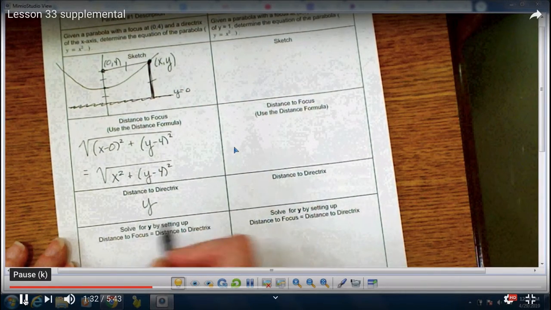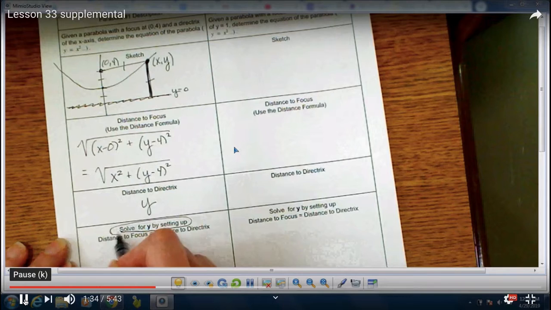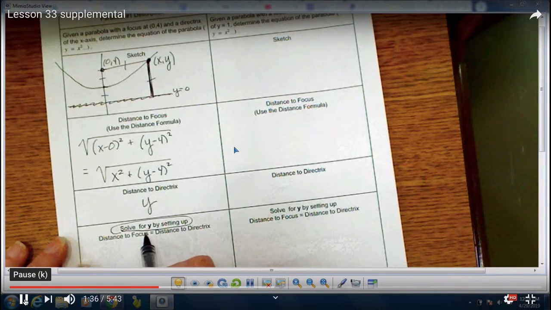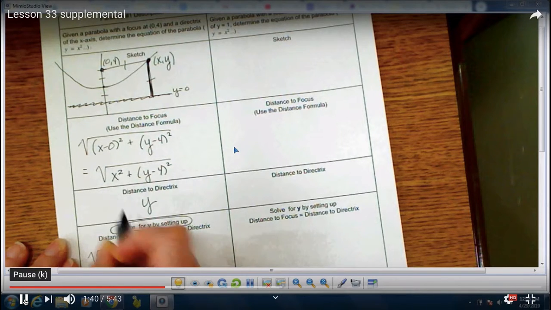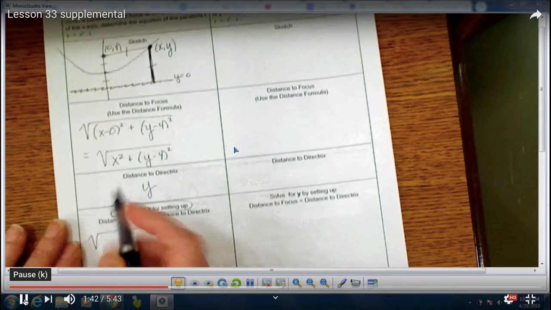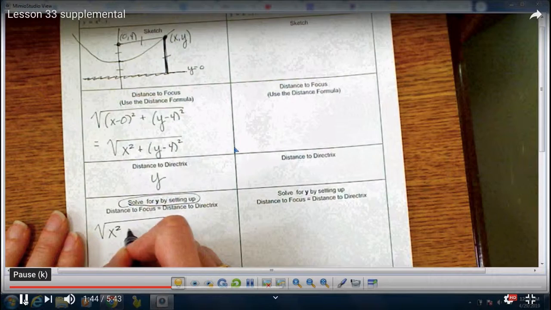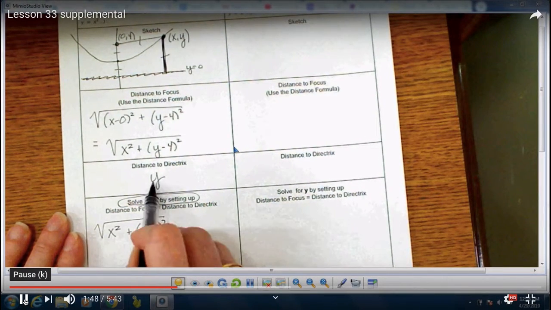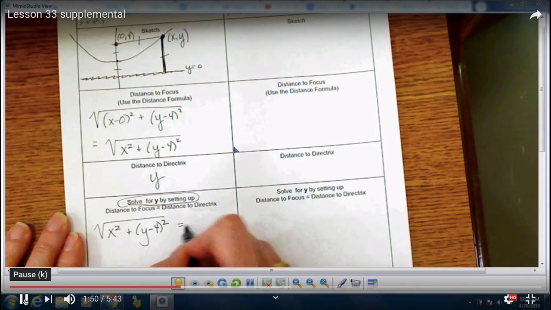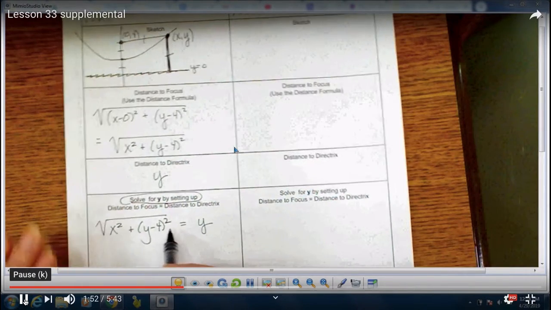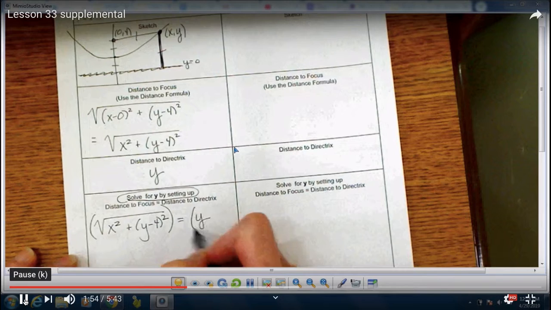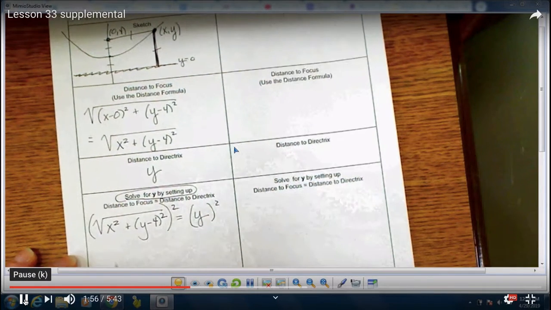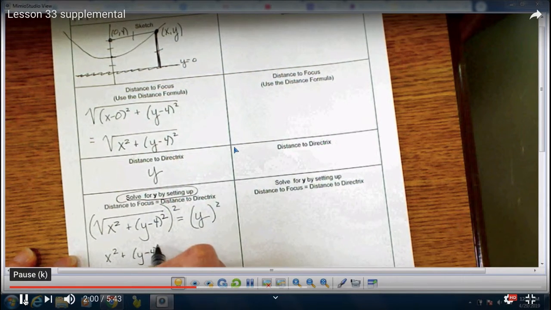And then solve for y by setting up distance to focus equals distance to directrix. So I'm going to set up that square root sign. Okay, so there's my distance to my focus, there's my distance to my directrix. I'll solve for y. First I got to square both sides, sorry, to get rid of the square root.